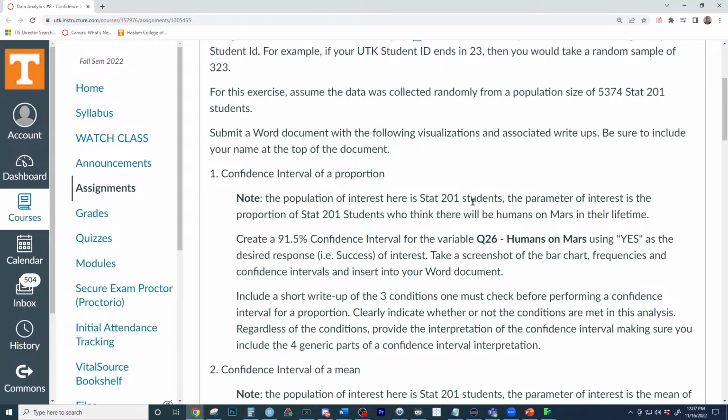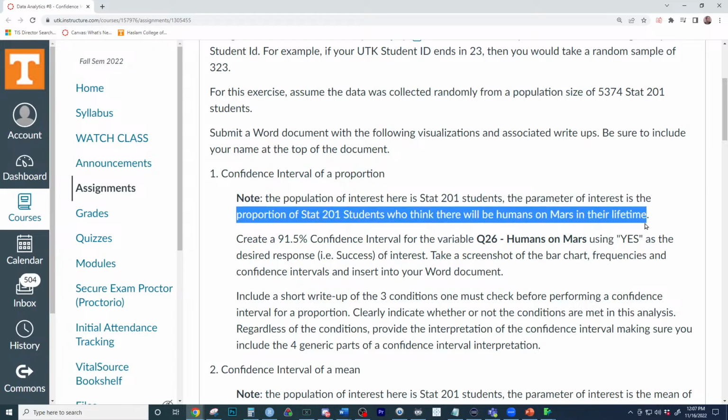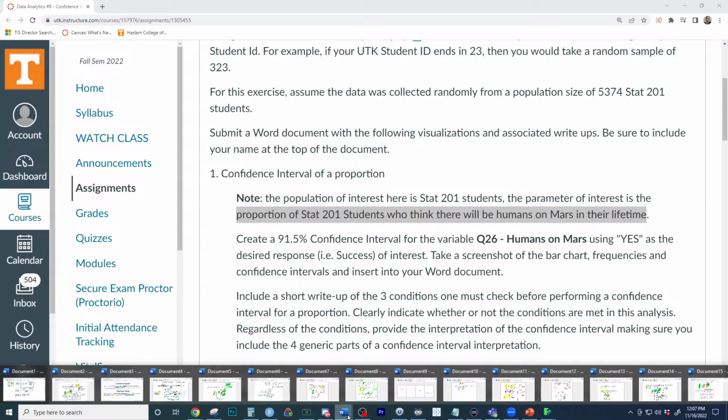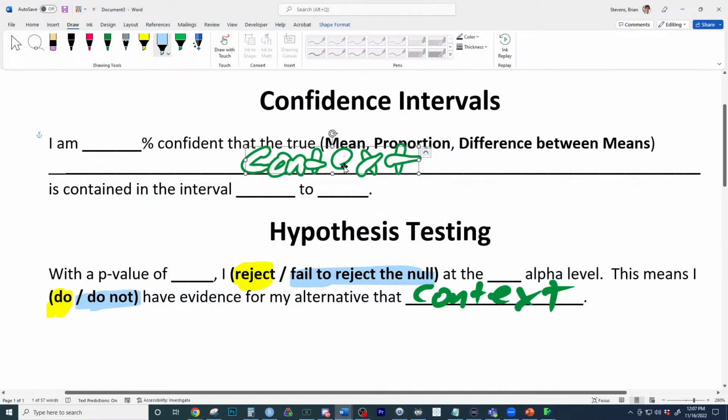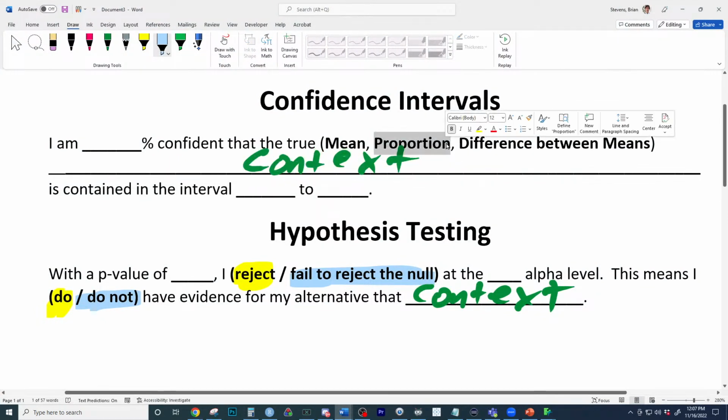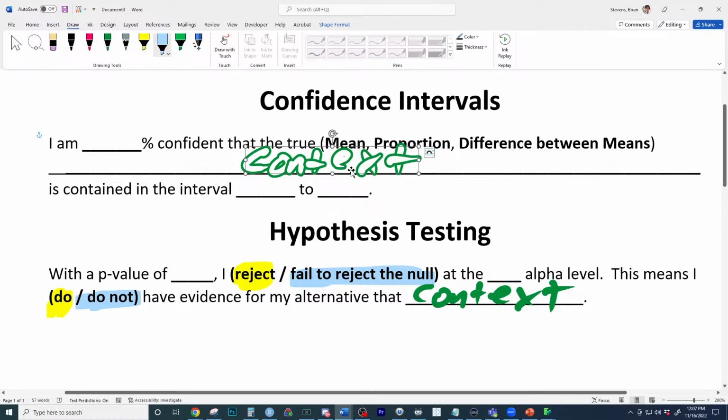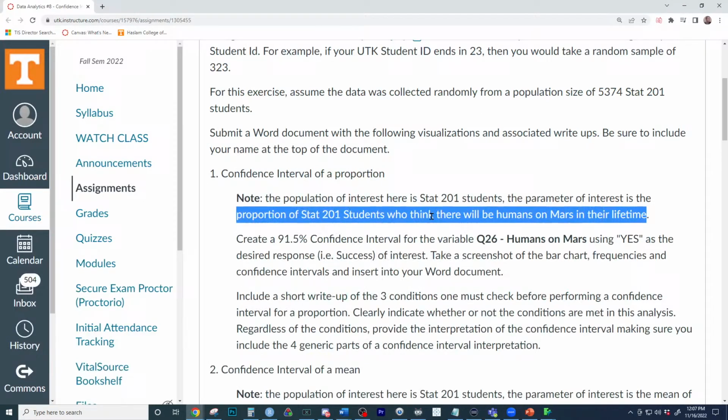So note the population of interest is stat 201 students, and the parameter of interest, and this is huge right here, is the proportion of students who think humans will land on Mars in their lifetime. This is going to be very important when writing out your interpretations, because that's the context. You're talking about the true proportion and then the context I've highlighted. We're trying to figure out the true proportion.